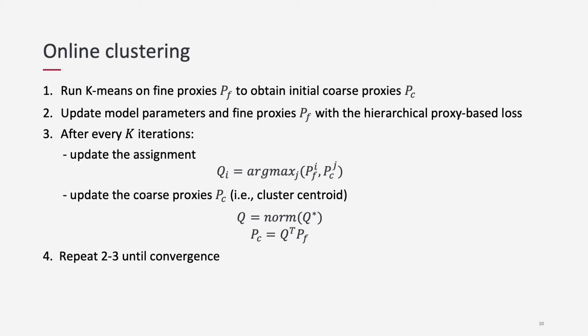Then we apply our hierarchical proxy loss to update the embedding network and the fine proxies. And every k iterations, we update the proxy assignment by reassigning each fine proxy to its nearest coarse proxy. Then, according to this assignment, we set the coarse proxies to be the center of the corresponding fine proxies. We repeat steps 2 and 3 until convergence.